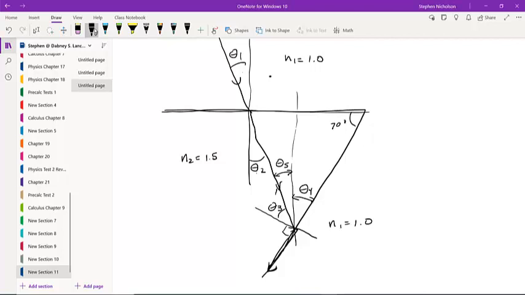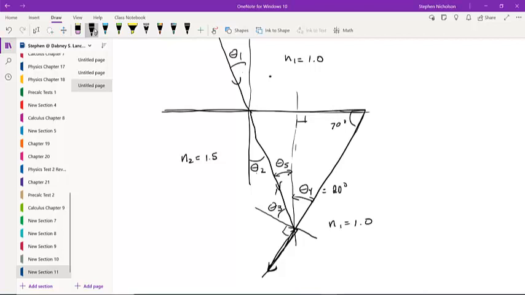So this is a light ray coming in, going parallel to the surface of the second interface. Now, the angle between the flat, horizontal surface and this other surface is 70 degrees. And because this is a right triangle, theta 4 is going to be 180 minus 70 minus 90, which is going to be 20 degrees. So this angle here is 20 degrees.